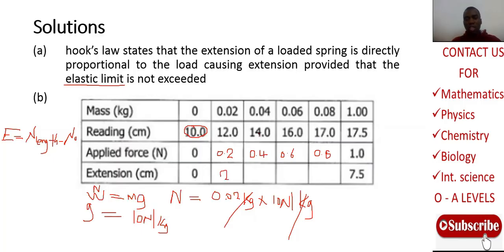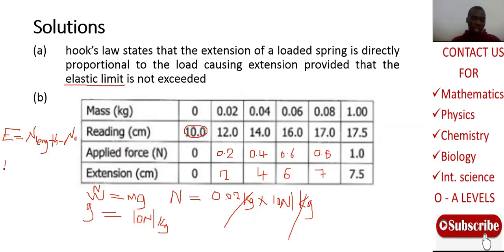Then we go to the next, it will also be 14 minus 10, which is going to be 4. Then 16 minus 10 is going to be 6. Then 17 minus 10, this one is going to be 7. So that is how you fill in the table.